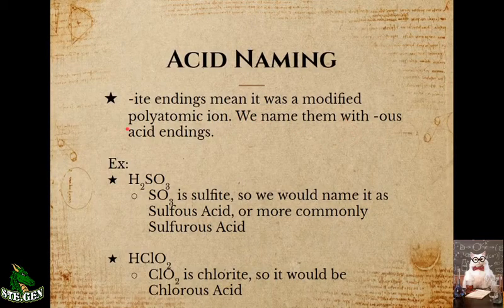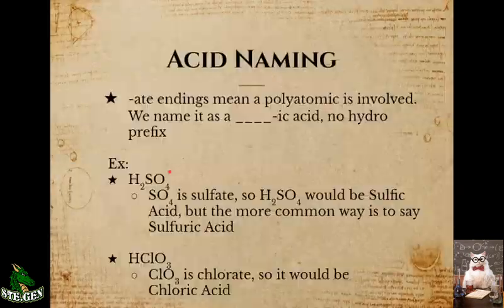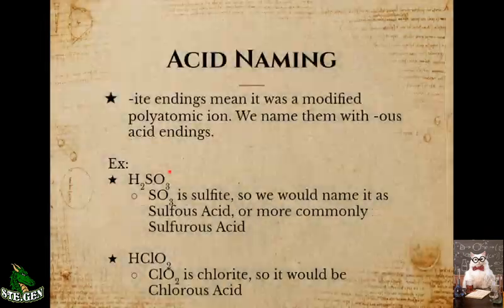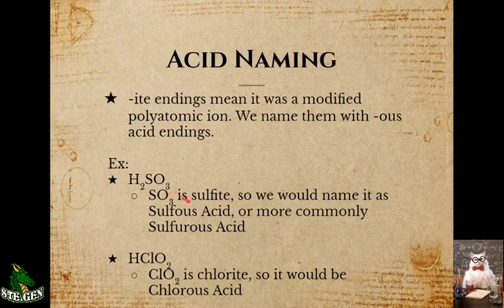And then we have ite endings finally. That means it was a modified polyatomic. The name we use for those is ous acids. Instead of changing the ates to an ic, we change the ites to an ous, an O-U-S ending. So here, H2SO3, notice if I flip back to the previous one, H2SO4 had one more O, so it was sulfate. This has one less O, so it is sulfite. We would name it as sulfous acid, or again, more commonly for this one would be sulfurous acid, as H2SO3.